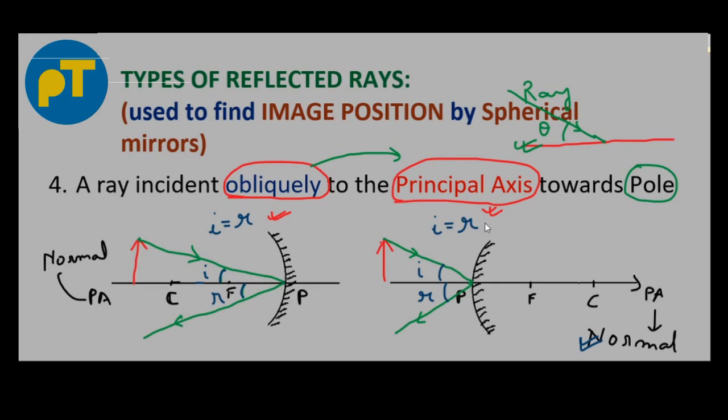Now we have studied 4 types of reflected rays. From these 4 types of reflected rays, only 2 are enough for clarity and easy understanding of ray diagrams, and they are very clear and concise. Alright, so in the further videos, further tutorials, we will learn the various ray diagrams, both for the concave mirror as well as the convex mirror.